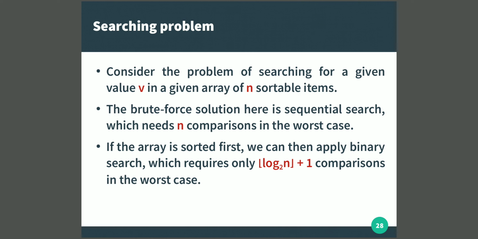However, if we apply transform and conquer, if the array is sorted first, then we can perform search in a very fast manner by employing binary search. And as you know, binary search requires only log n to the base 2 plus 1 comparisons in the worst case. Suppose you have 8 elements, you would not require more than 4 comparisons to find any element among these 8 elements. So search becomes faster.